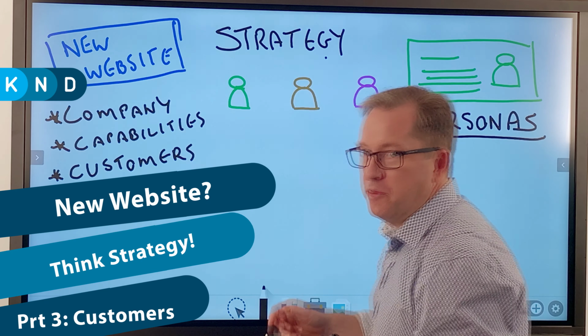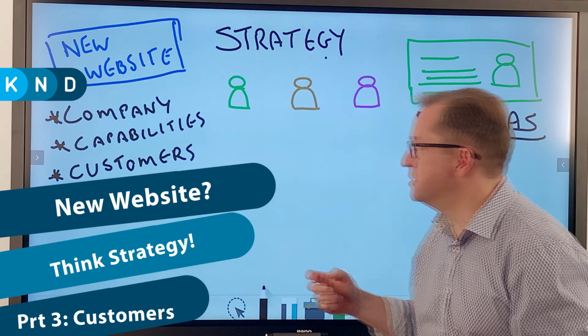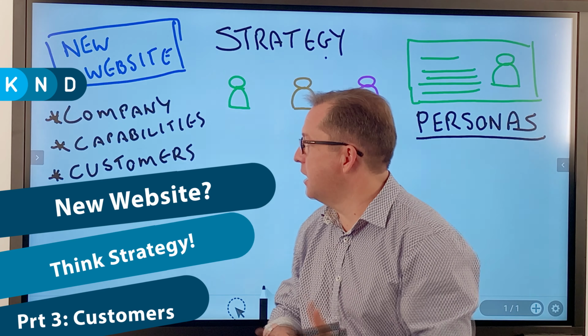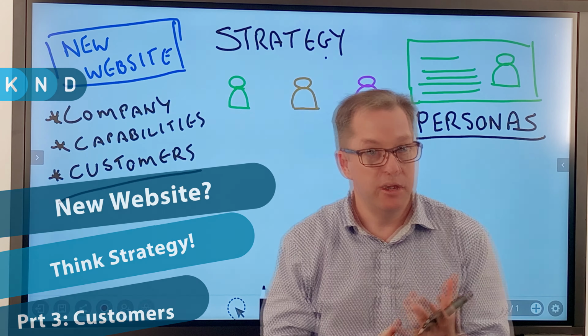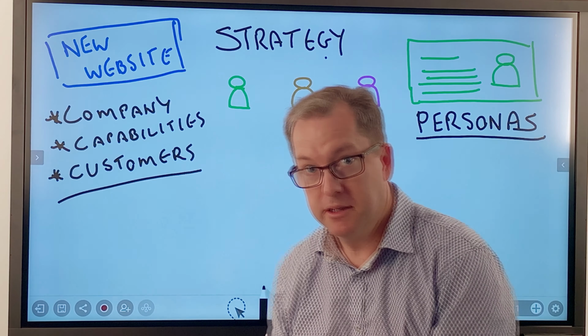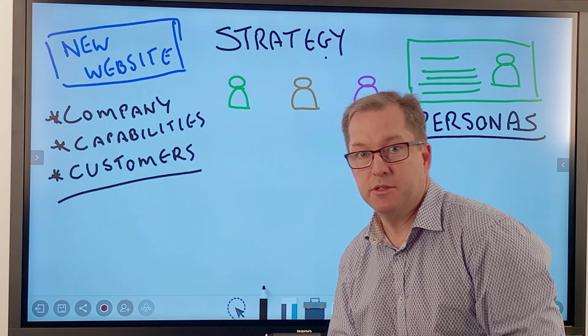Today we're going to continue on with our new website strategy series. We've previously spoken about company and capabilities. Today we're going to talk about customers, and there's also your operating climate and your competitors. But today is all about customers.